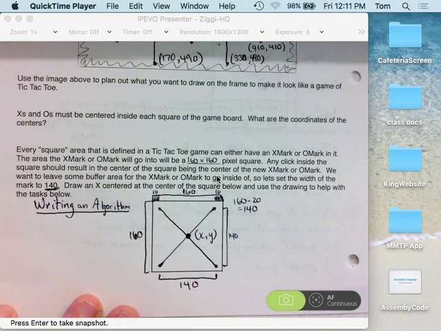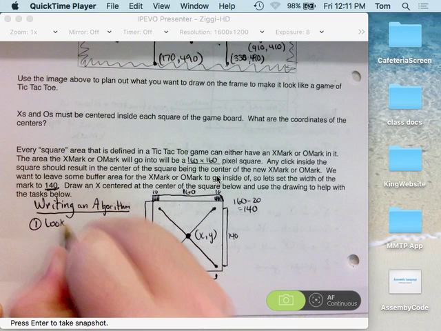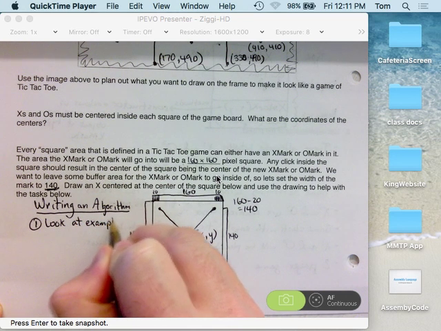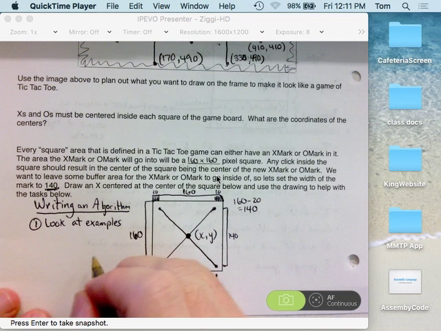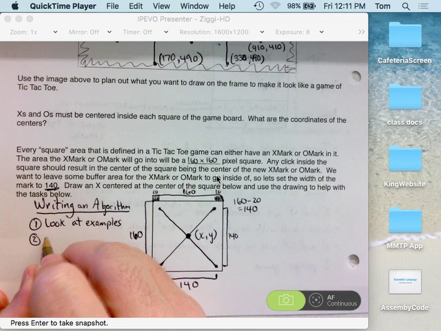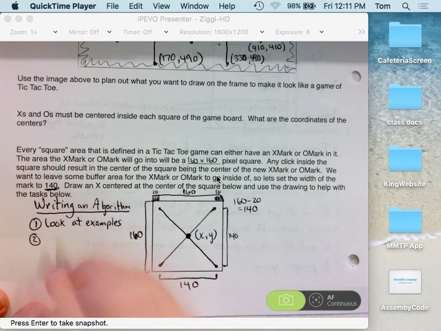Okay, so we want to write a general algorithm. So the first thing that we're going to do is we're going to look at examples. And if we look at enough examples, hopefully what we'll see is we'll start recognizing patterns.